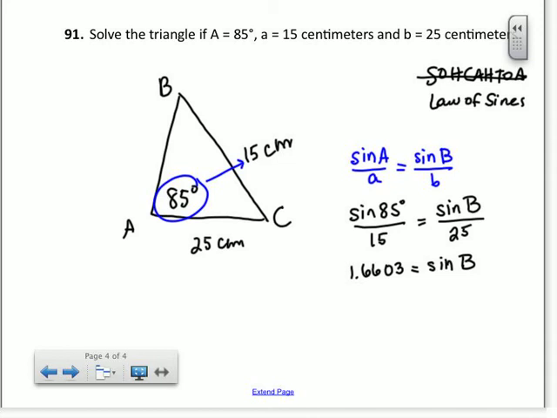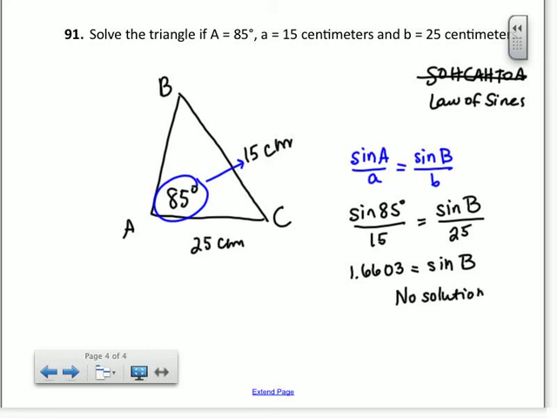So this is a good question to ask. So what happens on this one? If you do inverse sine of your answer, it says error domain. So there's no solution to this one.